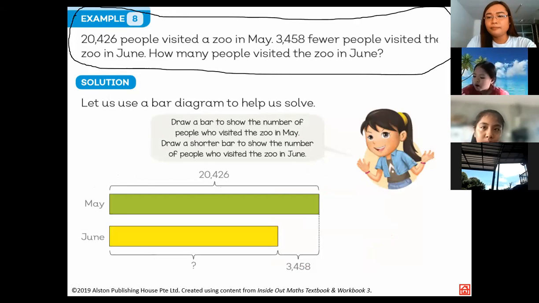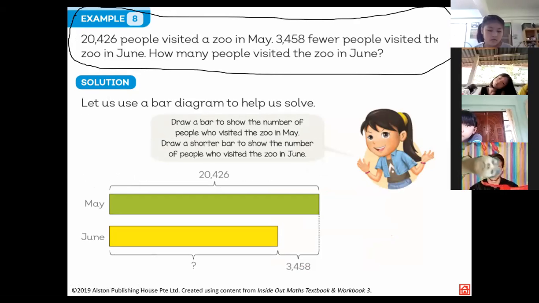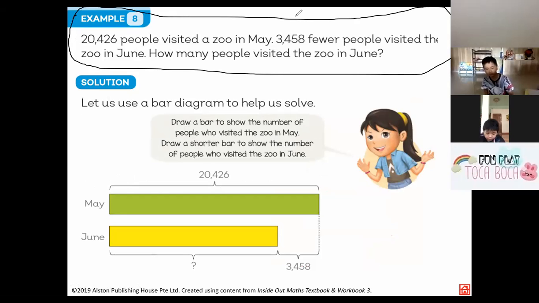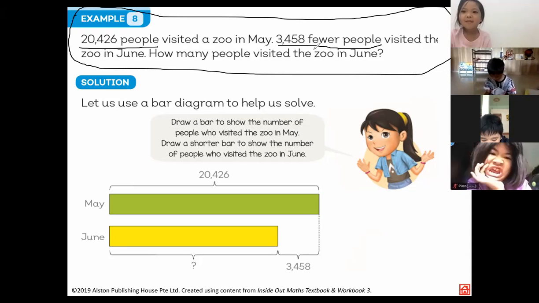Okay, number 3, what happened? Twenty-six people. Visited a zoo in May. 3,458 Fewer people visited than the zoo. In June, how many people visited the zoo in June?